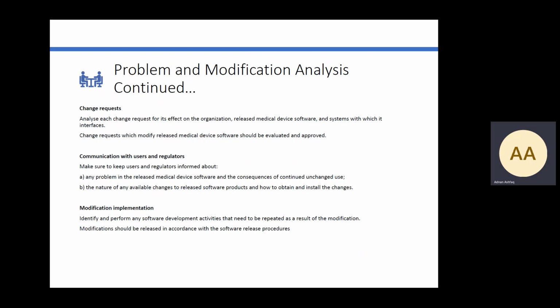And then communication with users and regulators. Make sure to keep users and regulators informed about any problem in the released medical device software and consequences of continued unchanged use, the nature of any available changes to released software products, and how to obtain and install the changes. So this is the point within the quality management system. If you're implementing ISO 13485, then you should have some kind of communication to regulatory authorities. And if you have any changes, what is identified or defined even as a significant change or substantial change, where it could affect the intended purpose.